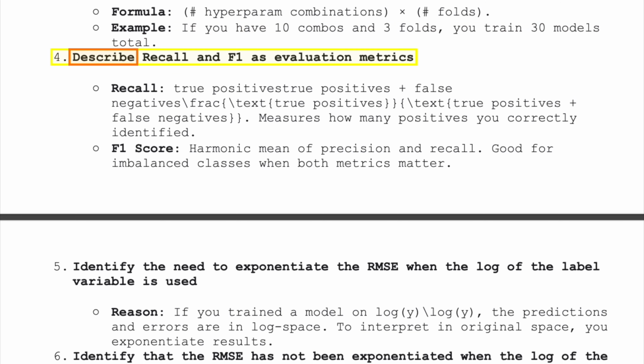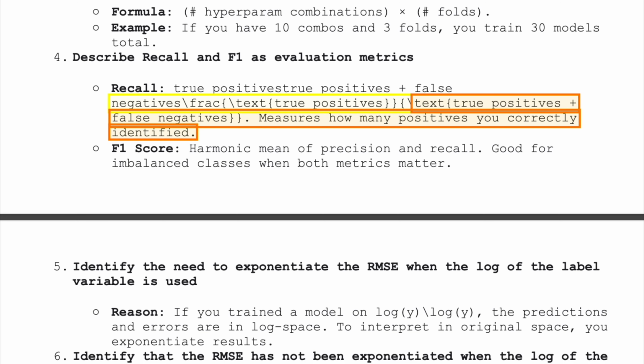4. Describe recall and F1 as evaluation metrics. Recall: true positives divided by true positives plus false negatives. It measures how many positives you correctly identified. F1 score: harmonic mean of precision and recall. Good for imbalanced classes when both metrics matter.